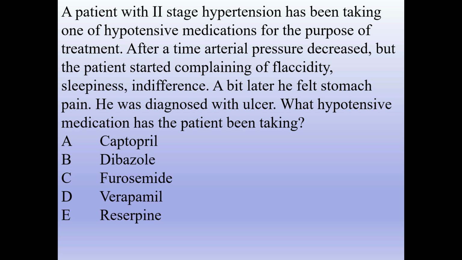A patient with second-stage hypertension has been taking one of the hypotensive medications for the purpose of treatment. After a time, arterial pressure decreased, but the patient started complaining of flaccidity, sleepiness, indifference. A bit later, he felt stomach pain. He was diagnosed with ulcer. What hypotensive medication had the patient been taking? Please remember that these are the side effects of sympatholytics, and sympatholytics, in this case reserpine, are contraindicated in ulcer patients.